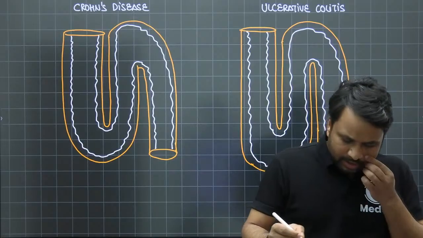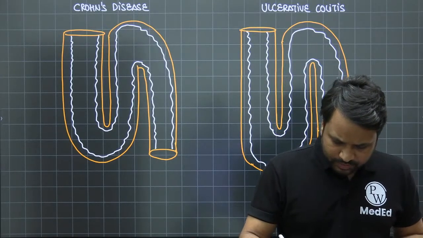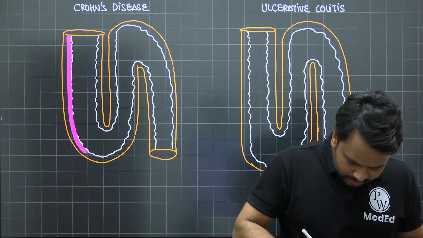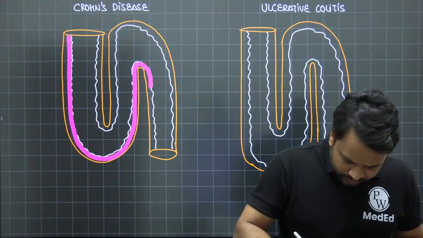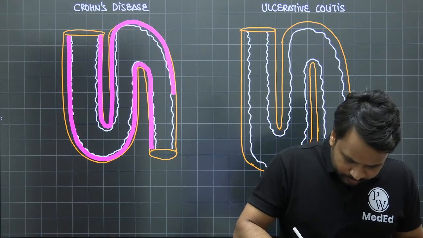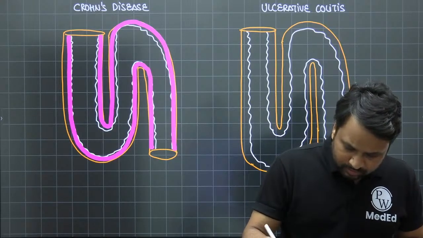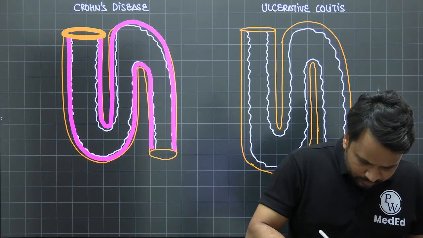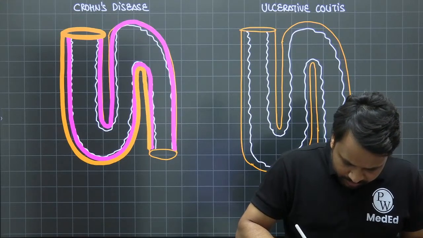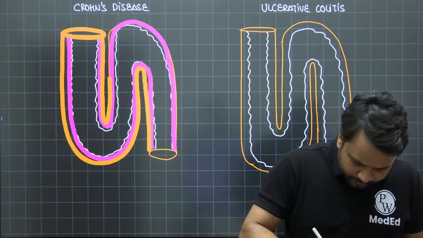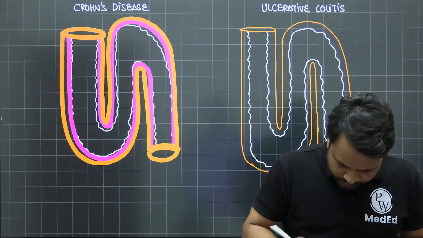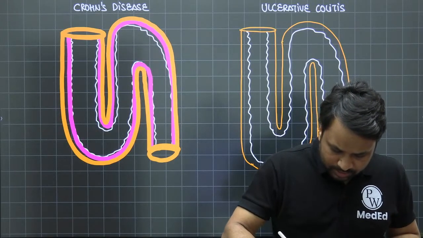Now under the mucosa, you have the submucosa. Just for the sake of understanding, the next layer just under this is going to be your submucosa. The outermost layers, as we have already spoken, are the inner circular and outer longitudinal muscles. This is how the bowel's architecture would actually look like.